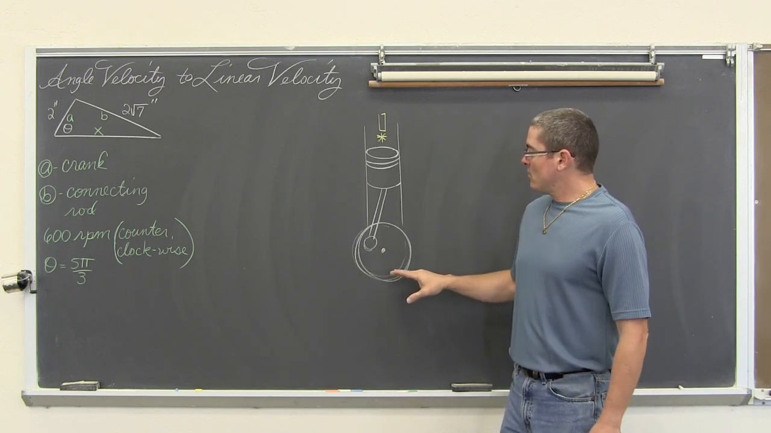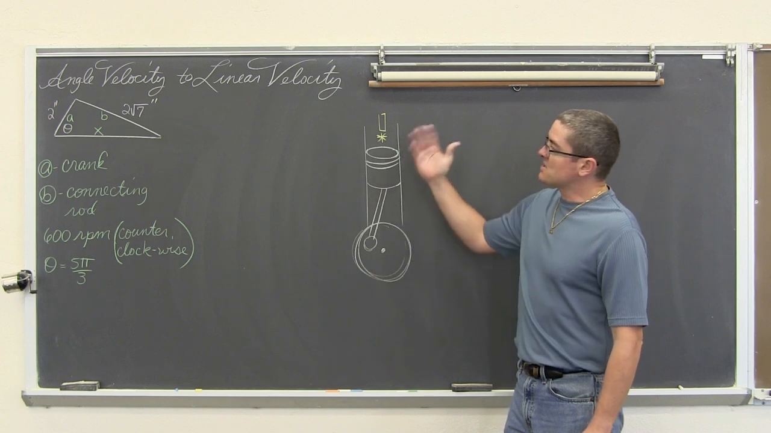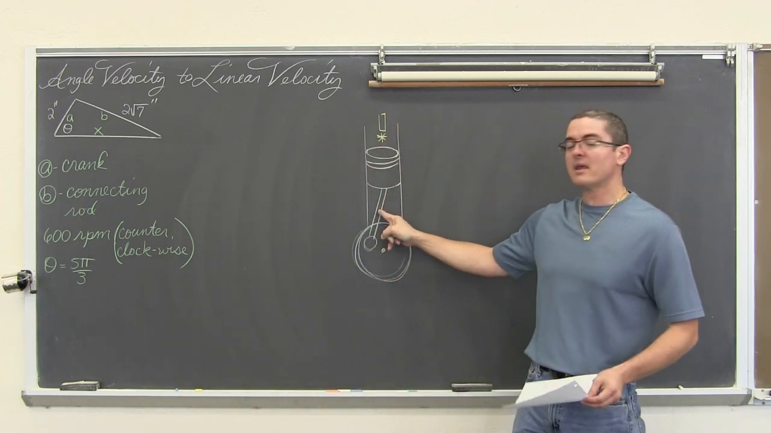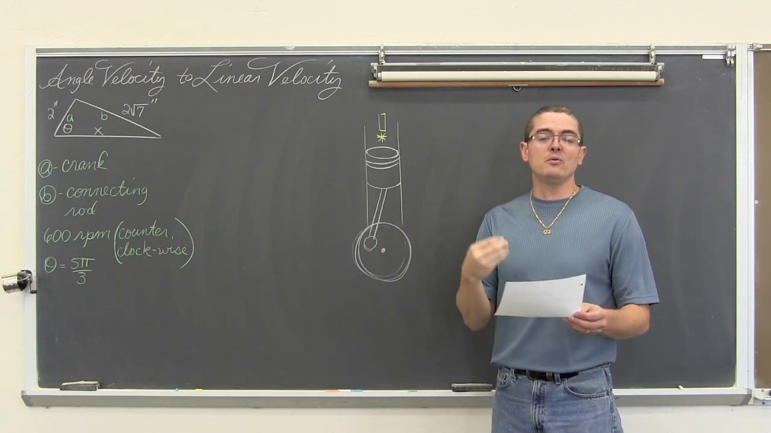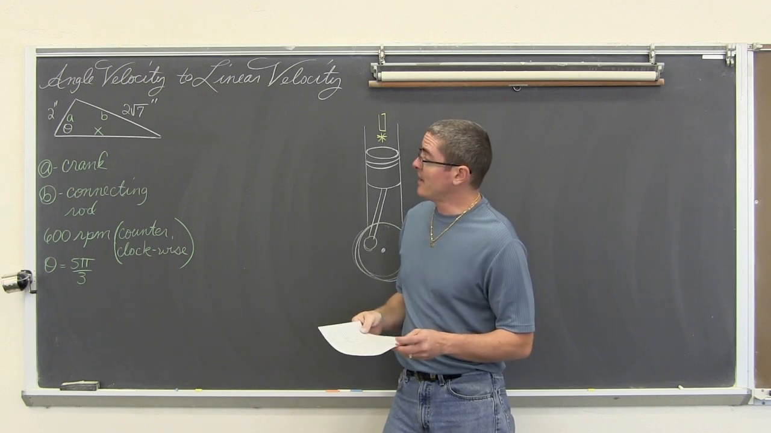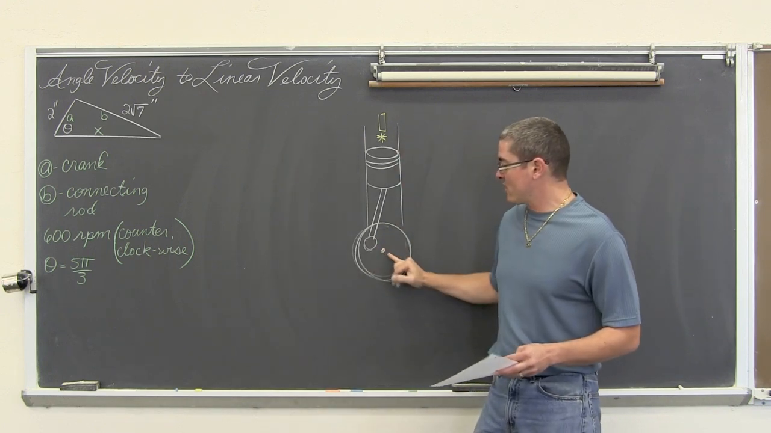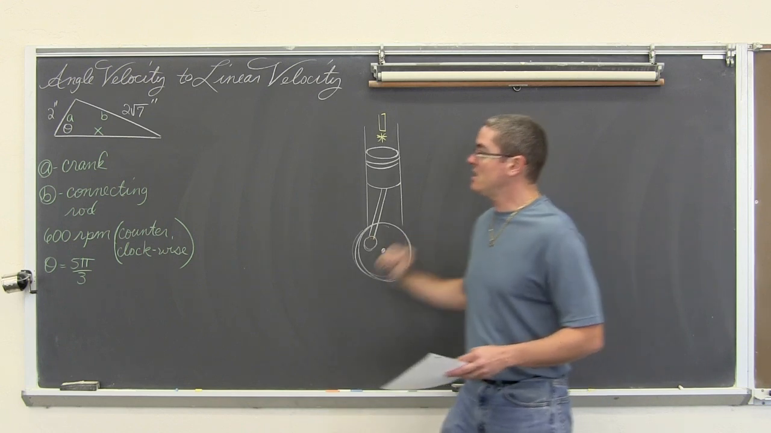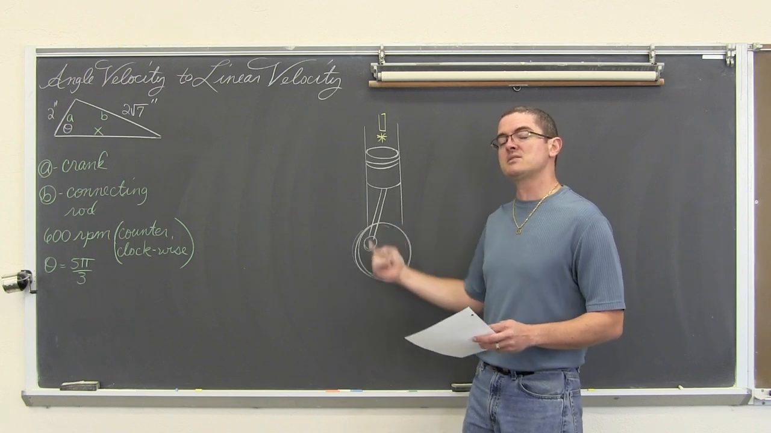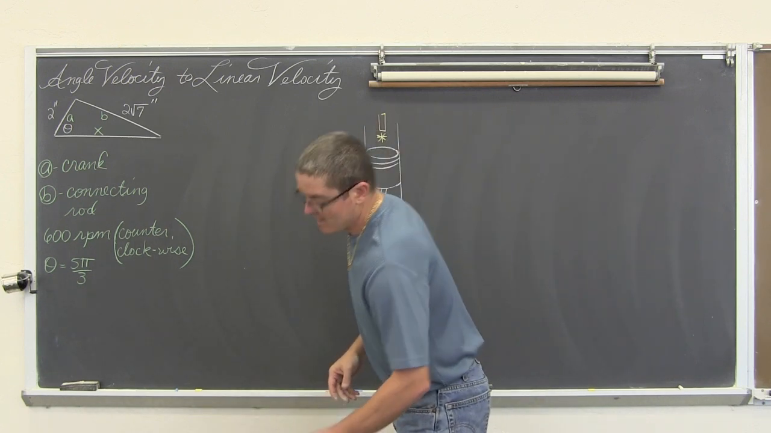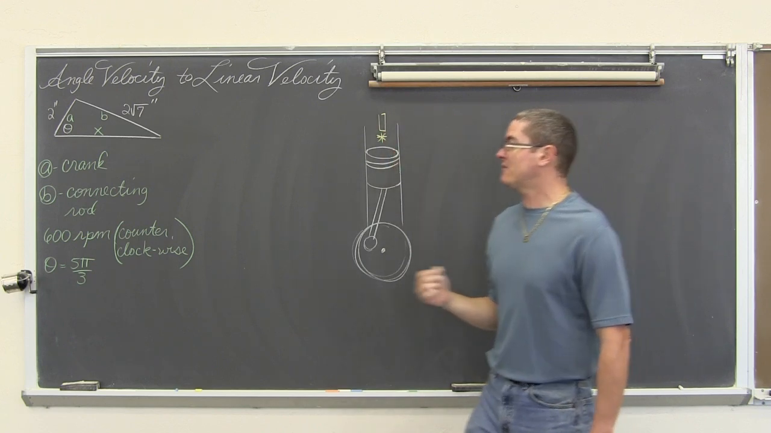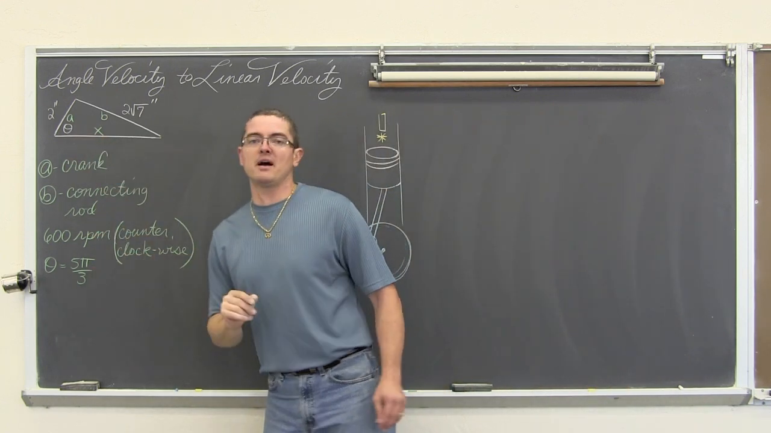So we've got this problem that says that we have a connecting rod, that's this piece right here, that's 2 times the square root of 7 inches. That's me trying to make up a problem I can do relatively easy in my head. A radius for the crank is equal to 2 inches, and this engine is rotating at 600 revolutions per minute. We want to find the linear speed of this piston when theta is specifically equal to 5π/3.